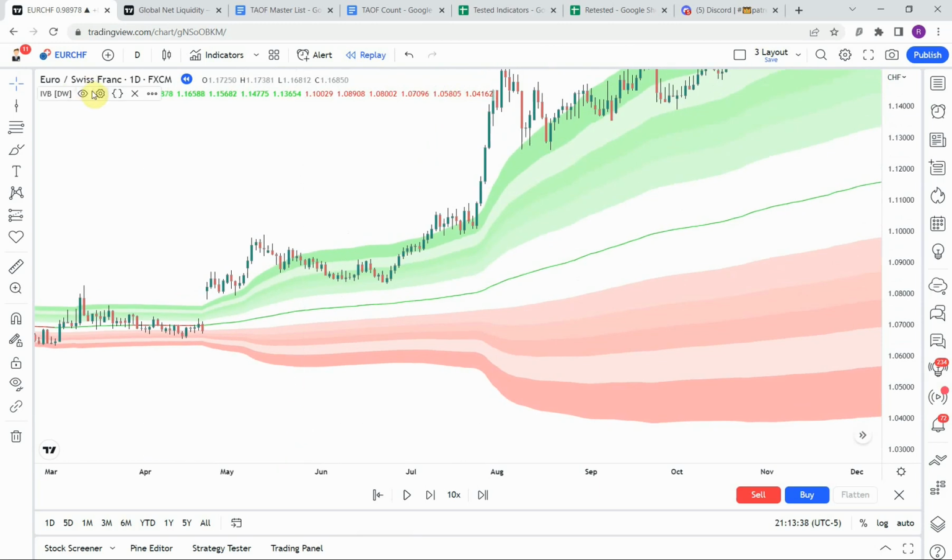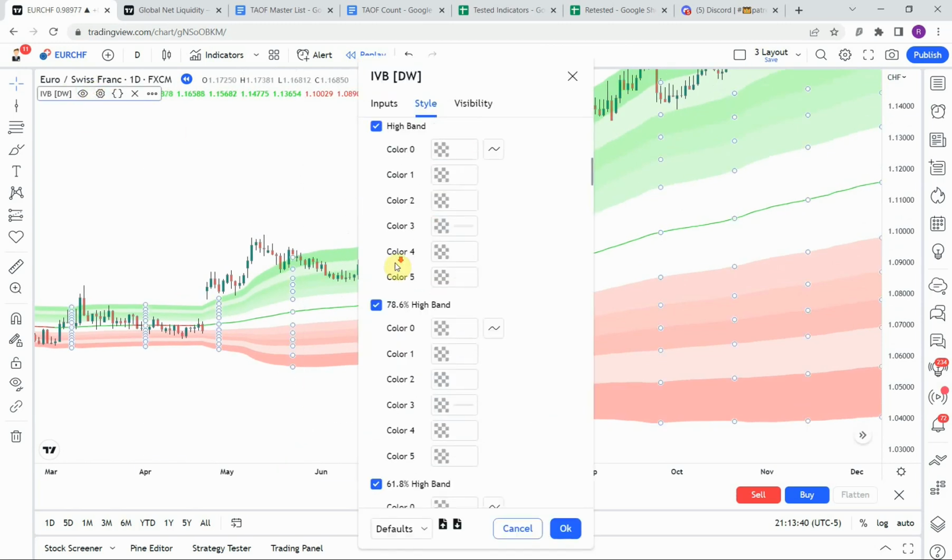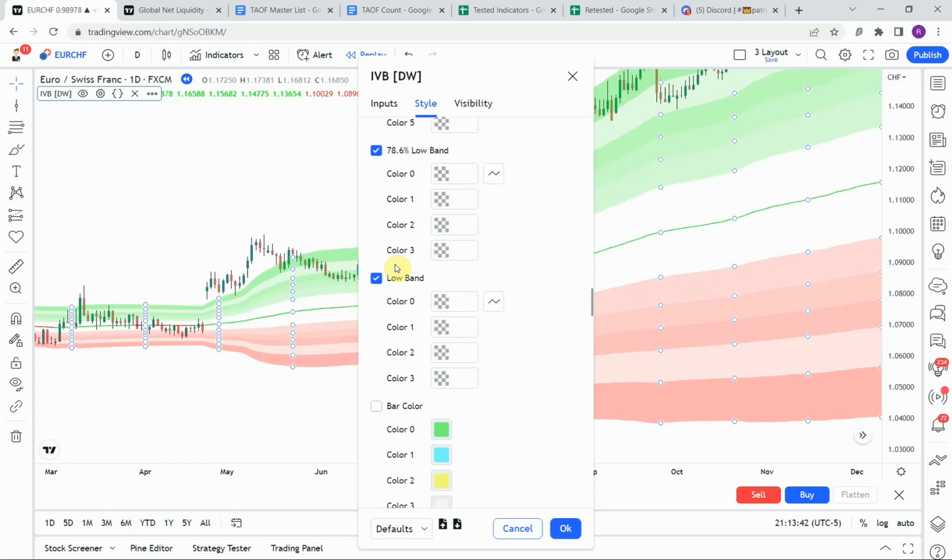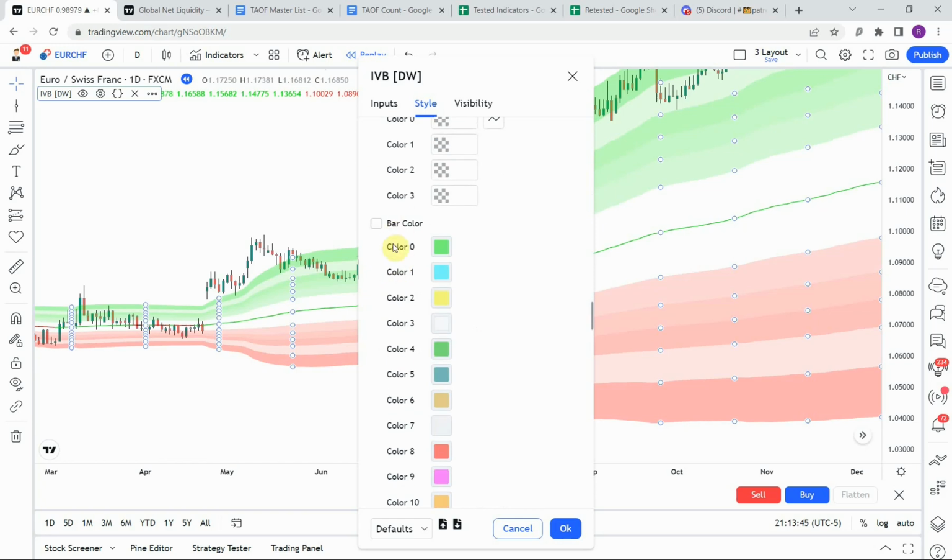I also did go in and I turned off the bar coloration. I think I just scrolled down. Yep, right here. And you see how it has bar color. I turned off the bar coloration there.